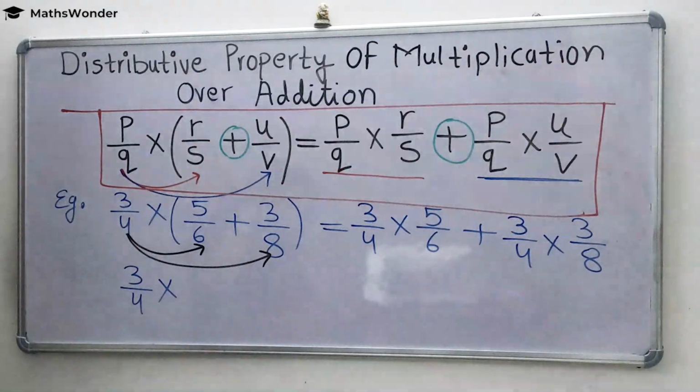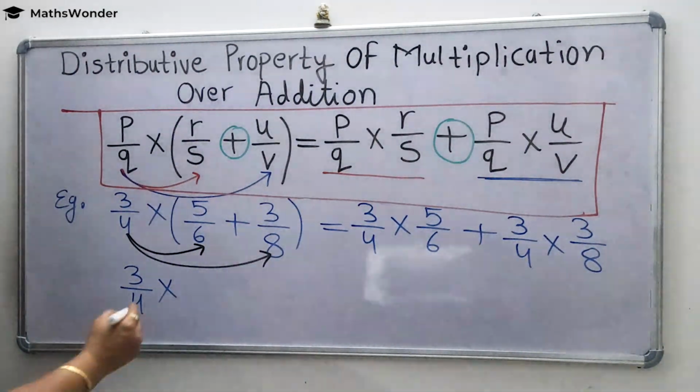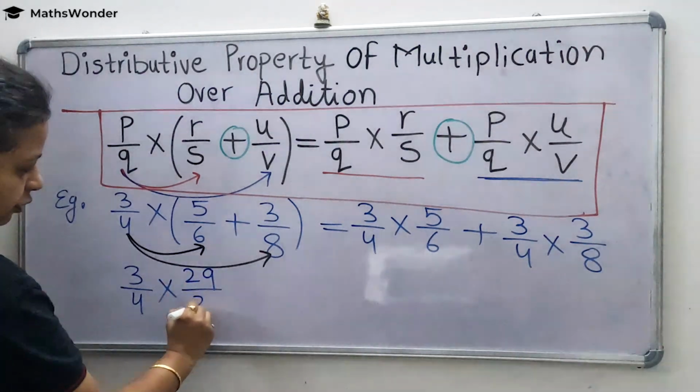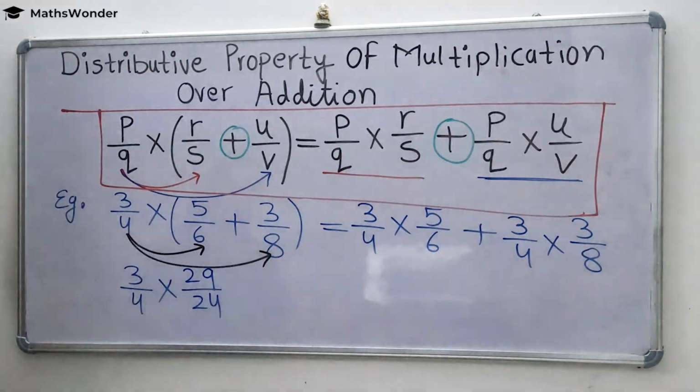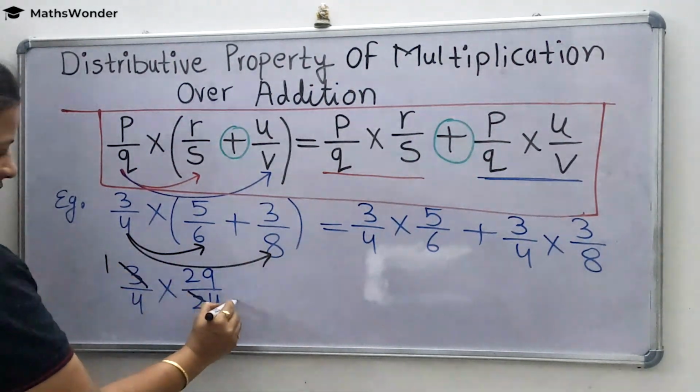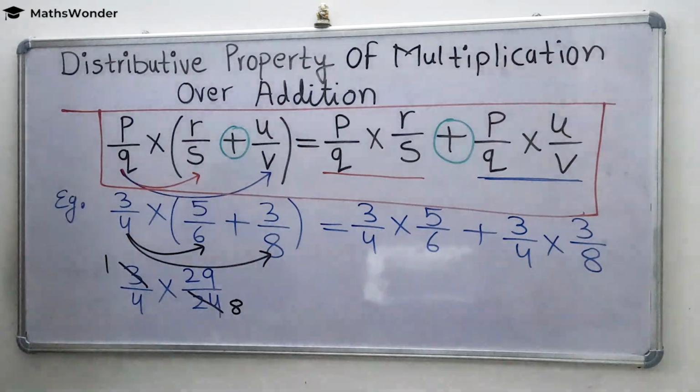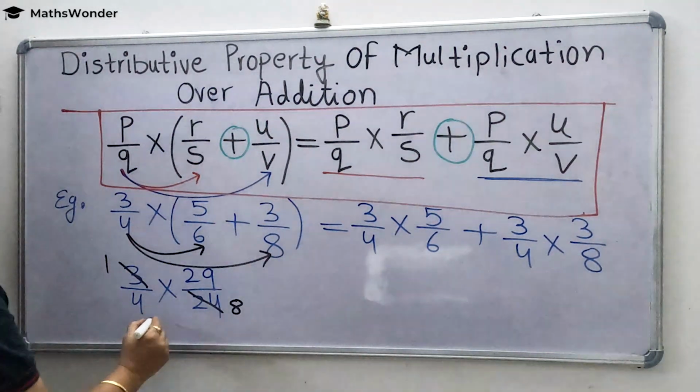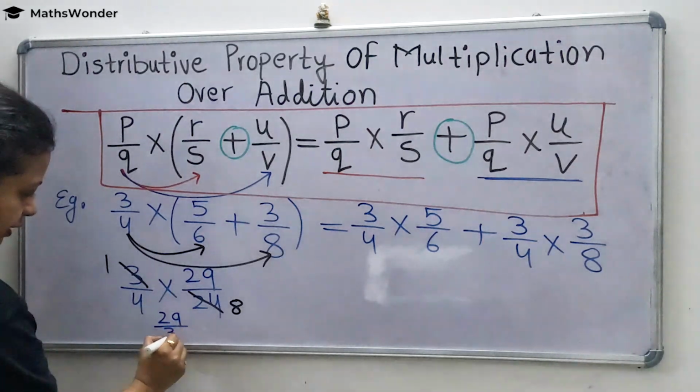You get 29 over 24, okay? When you solve this, first you will try to simplify it if possible. Definitely 3 can be simplified, right? So the answer is 29 over 32.